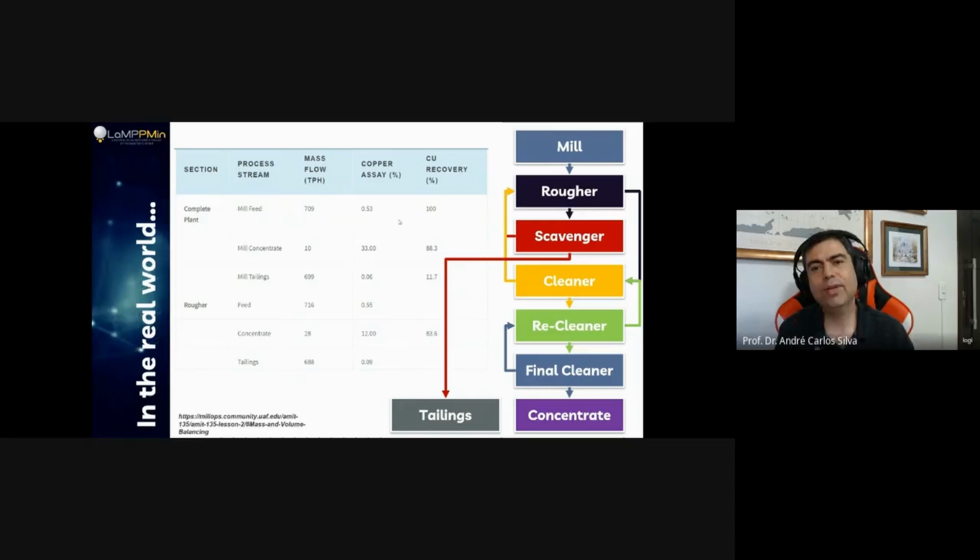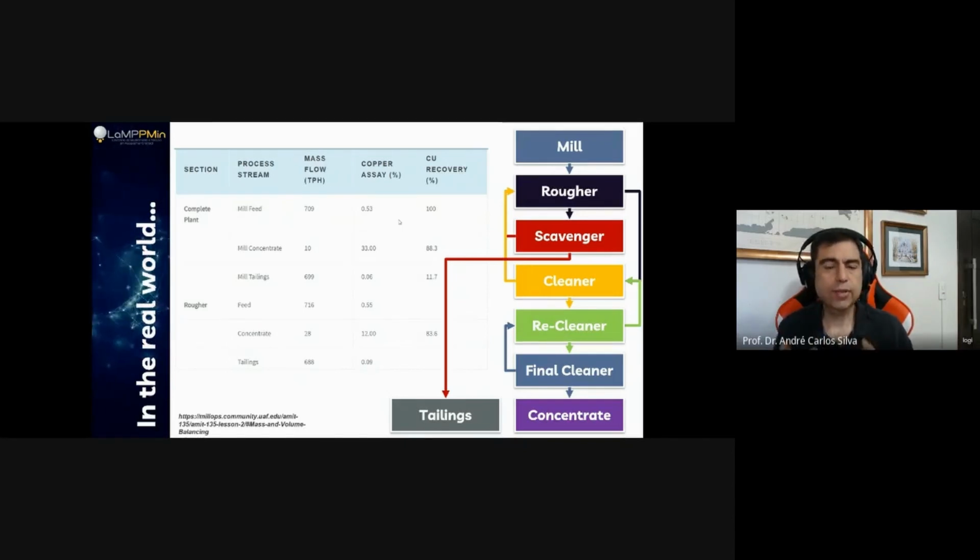And as soon as you get the hang of it, you can also calculate something that is not written but shown here, which is the circulating load. Every time that we have an arrow coming back to a stage previous to the actual one, then we have this circulating load.